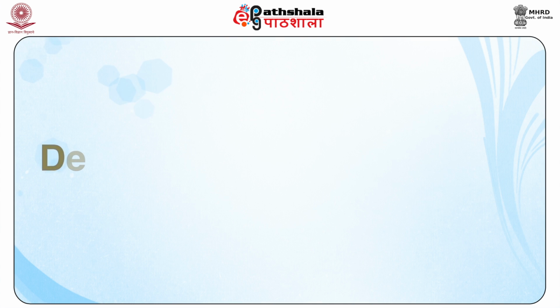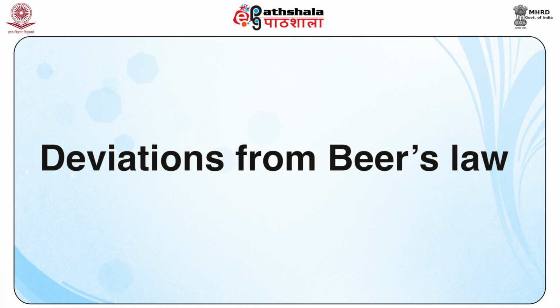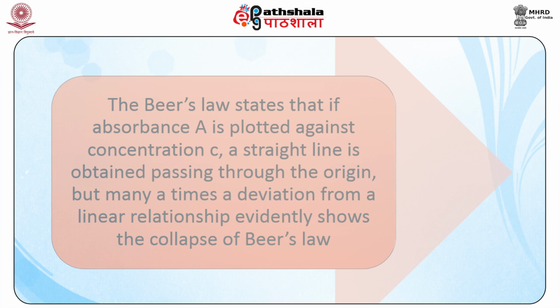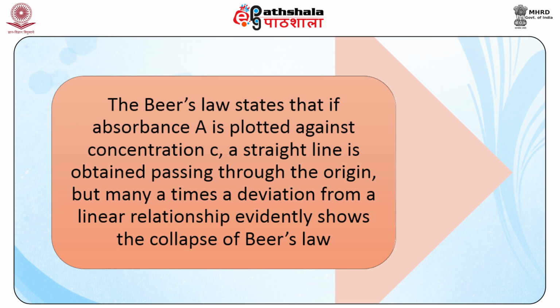of a graph. Now we will discuss various deviations from the Beer's law. The Beer's law states that if absorbance, represented by capital A, is plotted against concentration, represented by small c, is a straight line, then passing through the origin, but many a times a deviation from a linear relationship, evidently shows the collapse of Beer's law.